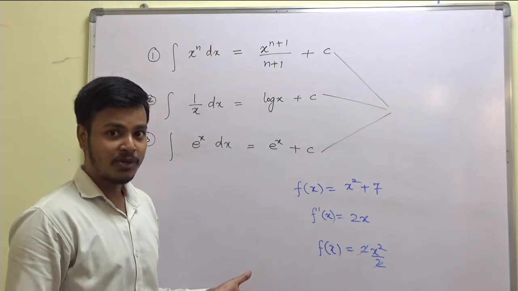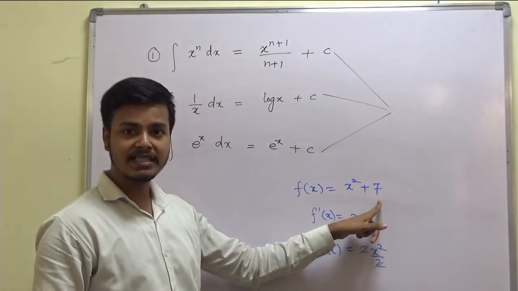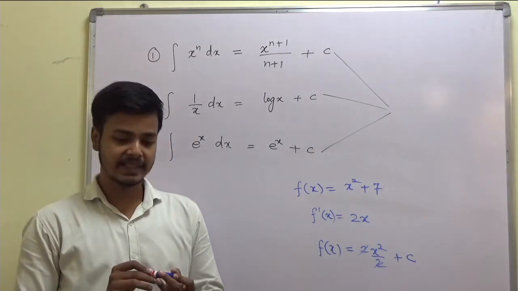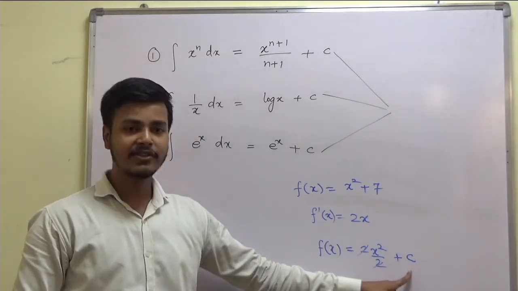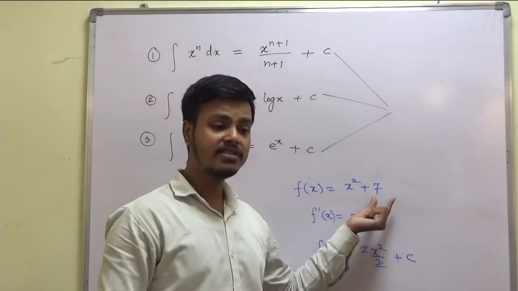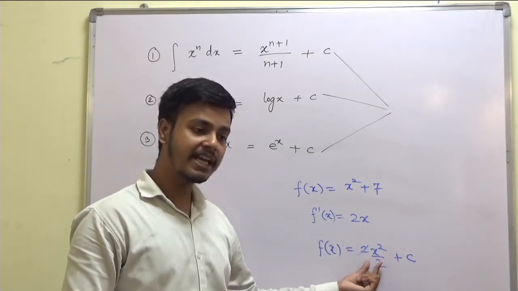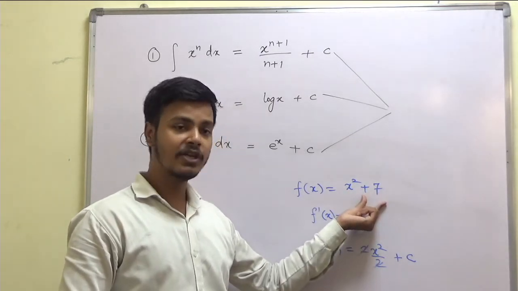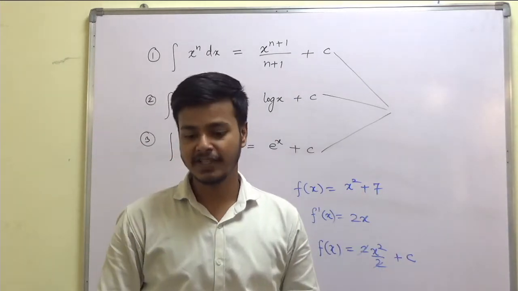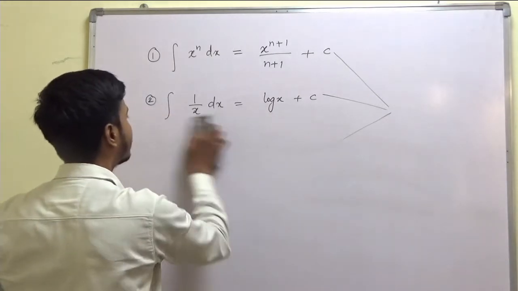But according to the rule, what should we get? We should get x square plus 7. So just to manage this 7, we write the constant of integration as c. That is why we write the constant of integration: when we take the derivative, the constant terms vanish, and when we take the integration of the same, we should get the same thing, but we are not getting it. We are getting x square, but we should get x square plus 7. So just to get x square plus 7, we write the constant of integration c. Okay, now let us take some very simple integrations.